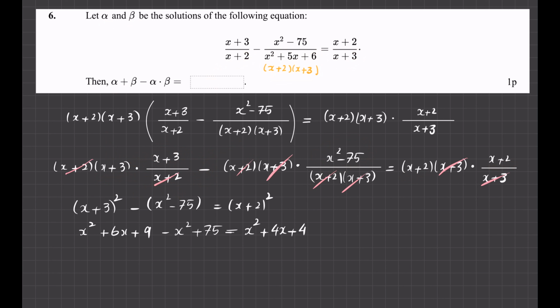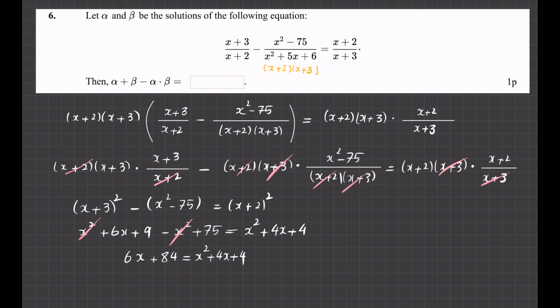Okay, now what happens? On the left hand side, this minus x squared and that one are gone. So what is left for me is just simply 6x plus 9 plus 75, which is 84. On the right hand side, I am left with x squared plus 4x plus 4. And this is a quadratic equation, so let me move this to the other side. Let me also move this to the other side.